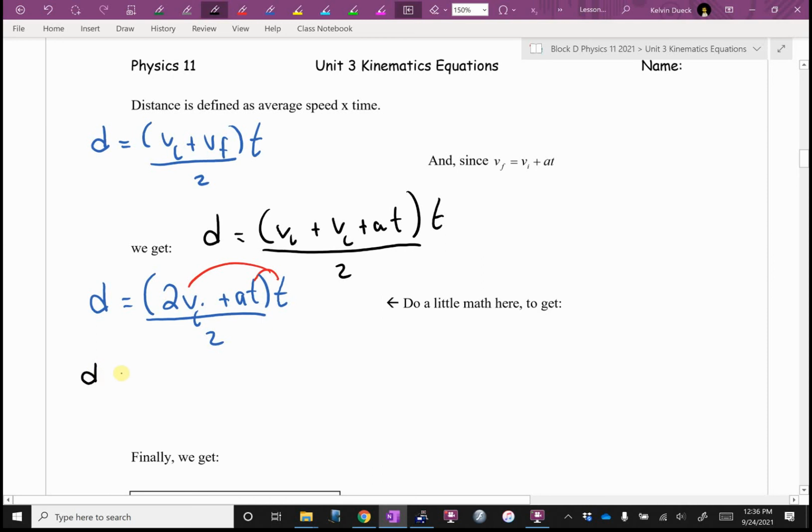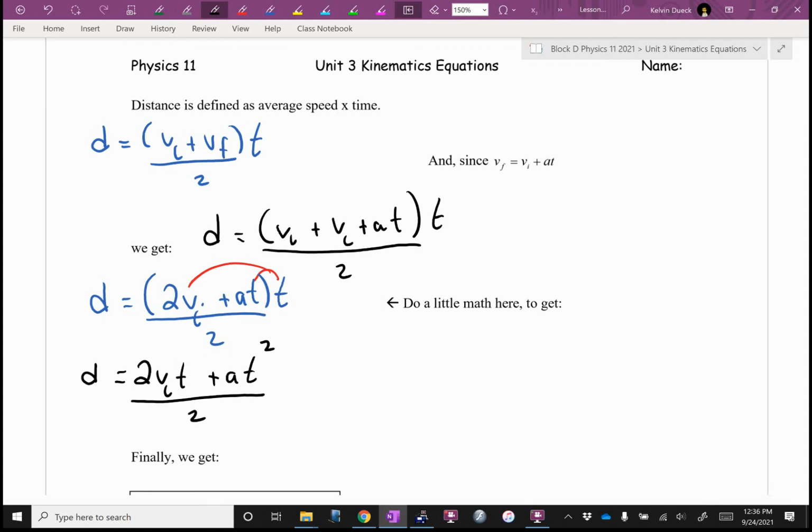I'll get this. D equals 2 VIT plus A, look up everybody. What's a better way to write T times T? I'm going to write AT squared all over 2. Is it looking a little bit like that third equation? A tiny bit, a little bit, kind of?